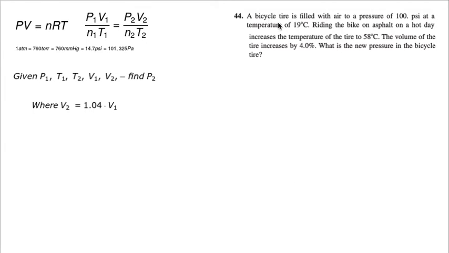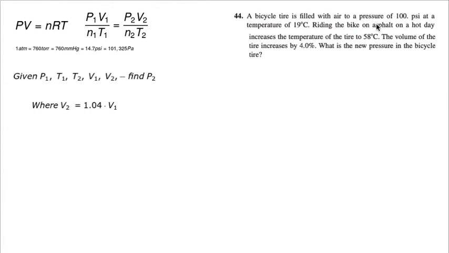44. A bicycle tire is filled with air to a pressure of 100 psi at a temperature of 19 degrees Celsius. Riding the bike on asphalt on a hot day increases the temperature of the tire to 58 degrees Celsius. So we have this pressure. This is initial pressure P1, and we have the initial temperature T1.